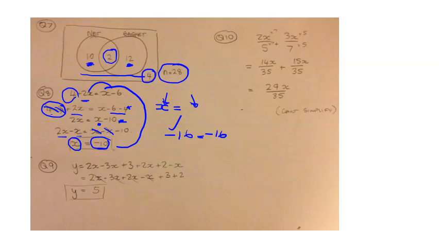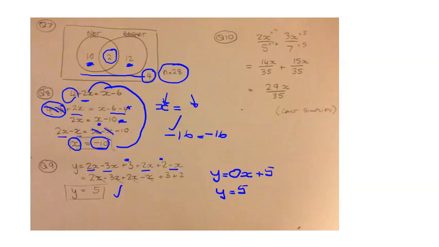Question 9, we need to gather together like terms. So you have a 2x, a minus 3x, a plus 2x and a minus x. If you took those 4 terms and totaled them up, you get 0x. And then if you total up the 3 and the 2, you're going to get 5. So our working y equals 0x plus 5 becomes y equals 5. And that's where we get that.